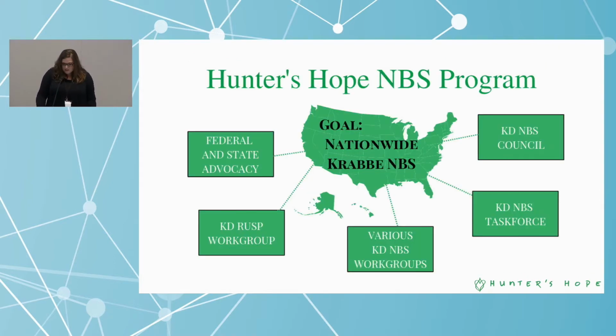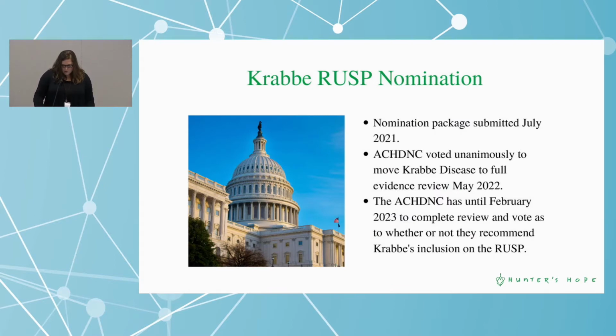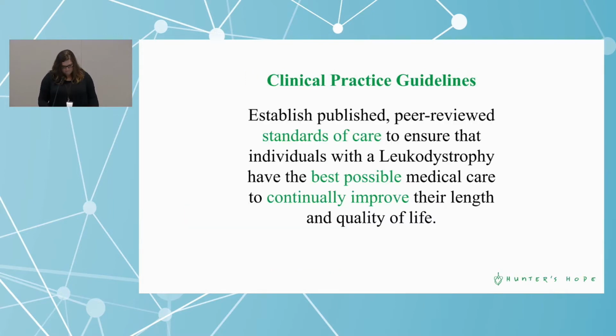Hunter's Hope's efforts for expanded newborn screening for Krabbe and other leukodystrophies has several components with the ultimate goal of nationwide and eventually worldwide newborn screening for Krabbe disease. They are involved in both federal and state advocacy. In July of 2021, with the help of the RUSP Workgroup, Hunter's Hope resubmitted the nomination package for Krabbe's inclusion on the RUSP. In May of 2022, the ACHD&C voted unanimously to move Krabbe to full evidence review, and that review is currently underway. The committee will vote in February of 2023 regarding Krabbe's inclusion on the RUSP.